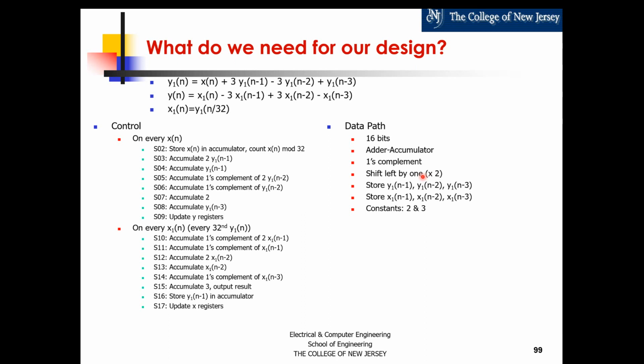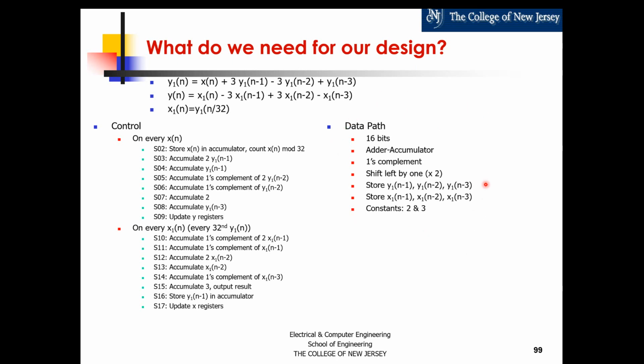And I don't need the speed, because in this instance, I can have a very fast clock to do my actual state machine and data path operations. Then I need a set of registers to store the previous values of Y1 and the previous values of X1. And I need to generate the constants 2 and 3, because I use 2 here and I use 3 over here. That's my data path. Those are my resources.